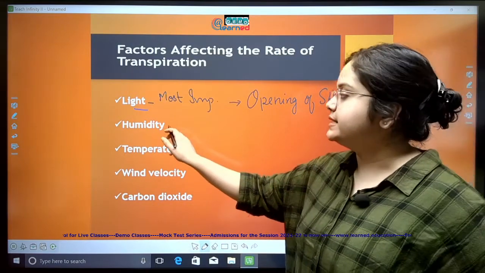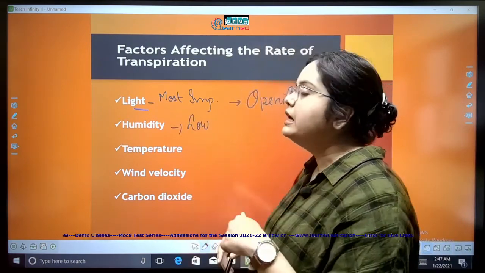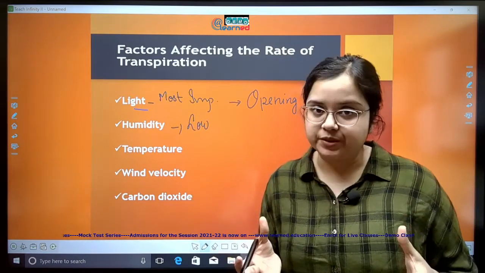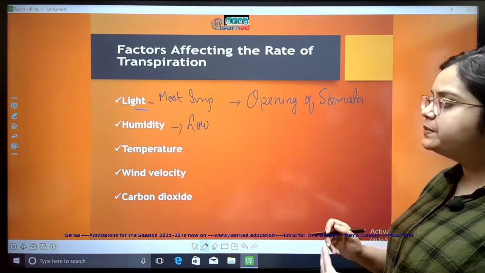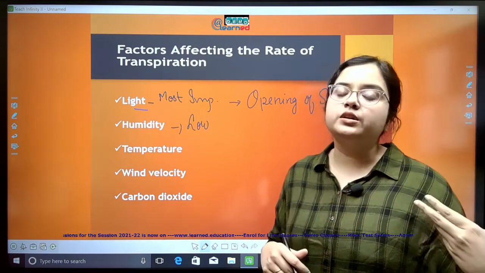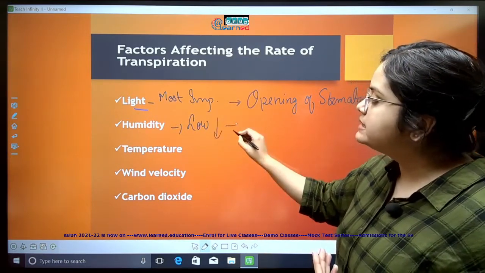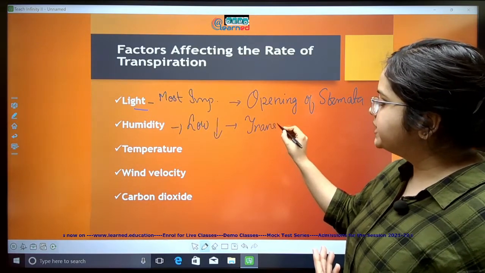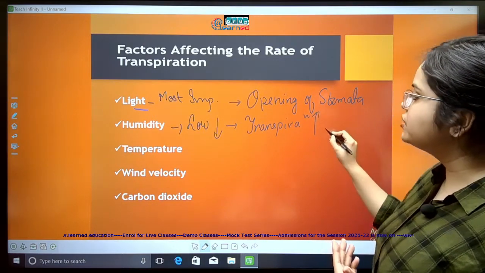Next is humidity. If the humidity is low, that means the atmosphere is not laden with water vapor and moisture. The atmosphere is dry. If the environment is dry, then more water will ooze out of the cells and go out through the stomatal pores. So, low humidity means high transpiration. Transpiration is high in case of low humidity.